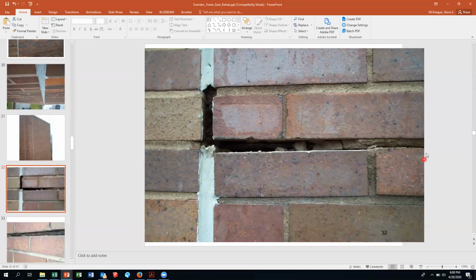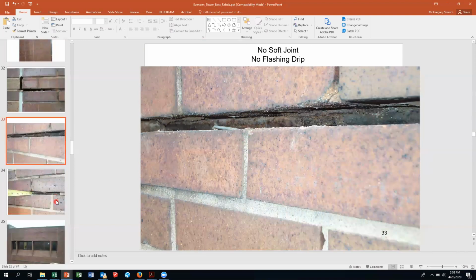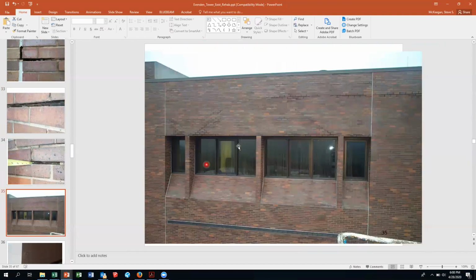See, that doesn't work. You can barely see the shelf angle in there. And with the brick underneath it, that should be an expandable material and caulking, not mortar. And so that's what was giving a lot of the problems with the Evans Tower. And you can just see all the issues there.